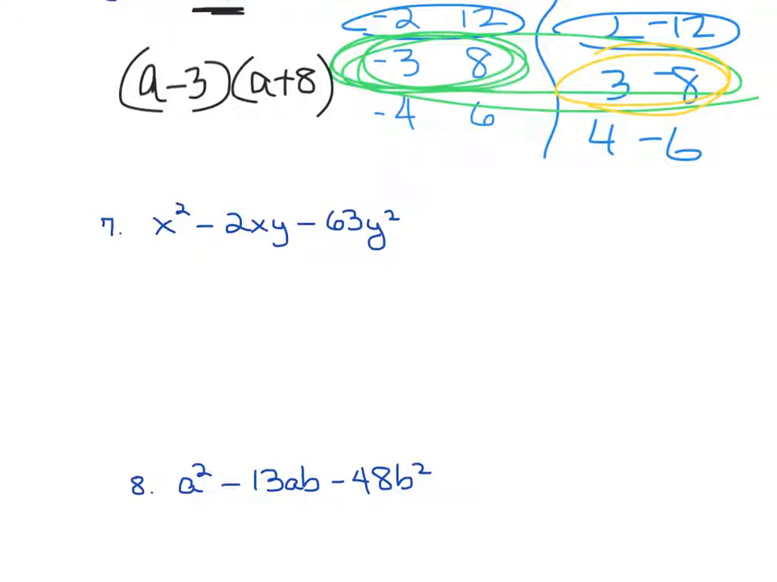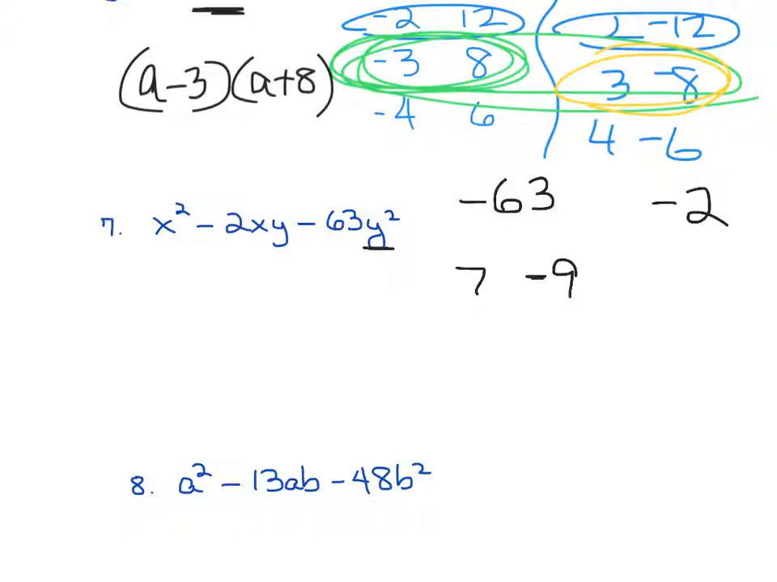Okay, next one. I'm looking for factors of negative 63 that when I add them, I get negative 2. Okay, 9 and 7 I heard, right? And which one's negative? The 9. Good. Because when you add them, I do get negative 2. Notice this one's a little different. It's got a y squared there.